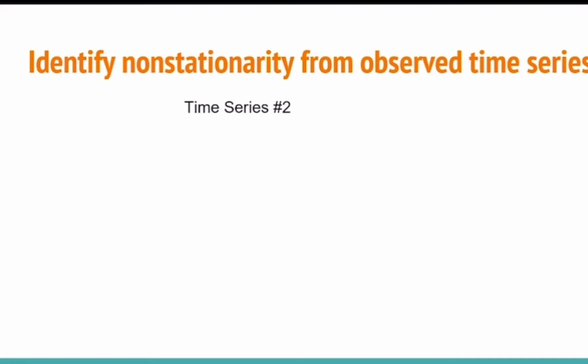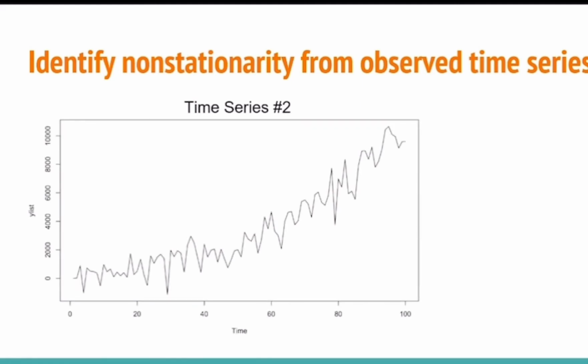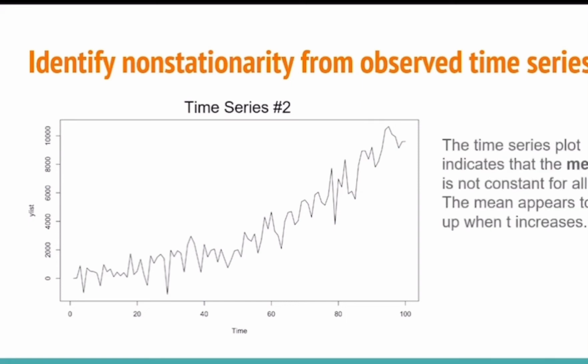Now, another way: if you take a look at this one, you're going to see that the mean is not the same over time. We said the other time that the expected value of y1 should be the same as the expected value of y2, and so on. But here, the time series plot indicates that the mean is not constant over time. The mean appears to go up when time increases. Take a look at that.